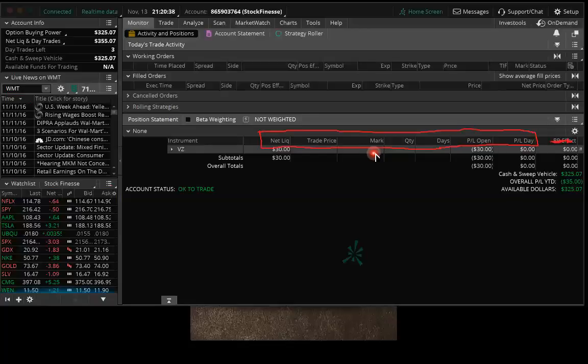Mark is how much the contract is worth now. So trade price is what we paid for it, but mark is what it's worth per contract now. Quantity is the number of contracts we have. Days is how many days we have left in the contract. Remember, we always have to sell it on the Friday before 4 o'clock, and days will let you know how many days until that Friday.